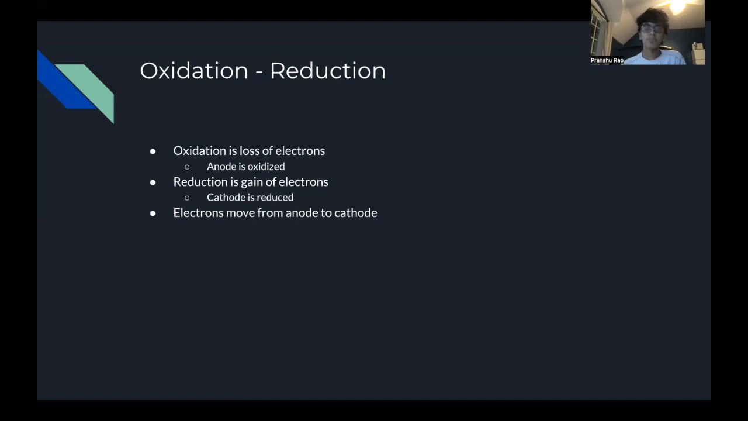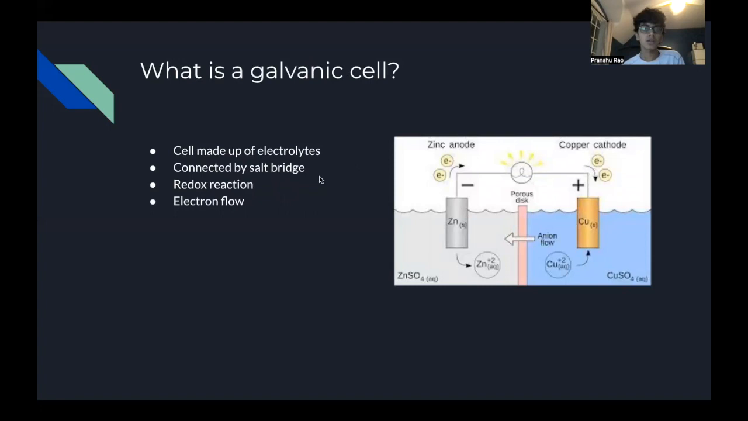This oxidation-reduction reaction is another reason why we need the salt bridge, because as the salt in the copper is being depleted, there's an excess of sulfate, which has a negative charge, and you cannot have a solution with a net negative charge. So the salt bridge will induce a positively charged cation to help balance out the charge.